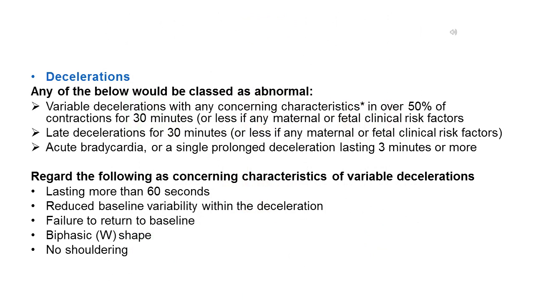Decelerations. Any of the below would be classed as abnormal. Variable decelerations with any concerning characteristics* in over 50% of contractions for 30 minutes, or less if any maternal or fetal clinical risk factors. Late decelerations for 30 minutes, or less if any maternal or fetal clinical risk factors. Acute bradycardia, or a single prolonged deceleration lasting 3 minutes or more.